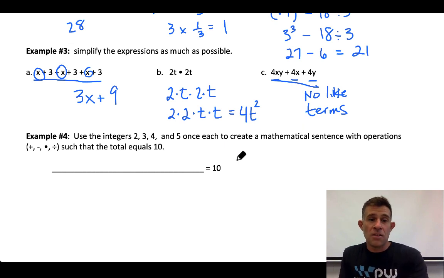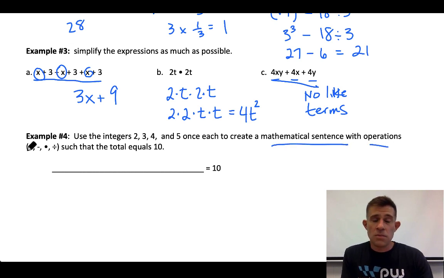All right, finally, this one's for you guys to try on your own. I have 4 integers, 2, 3, 4, and 5. I want you to use them each once and create a mathematical sentence with these operations, plus, minus, times, divide, such that the total equals 10. I'm going to give you an example. Let's say we have 2 plus 3 times 4 minus 5.